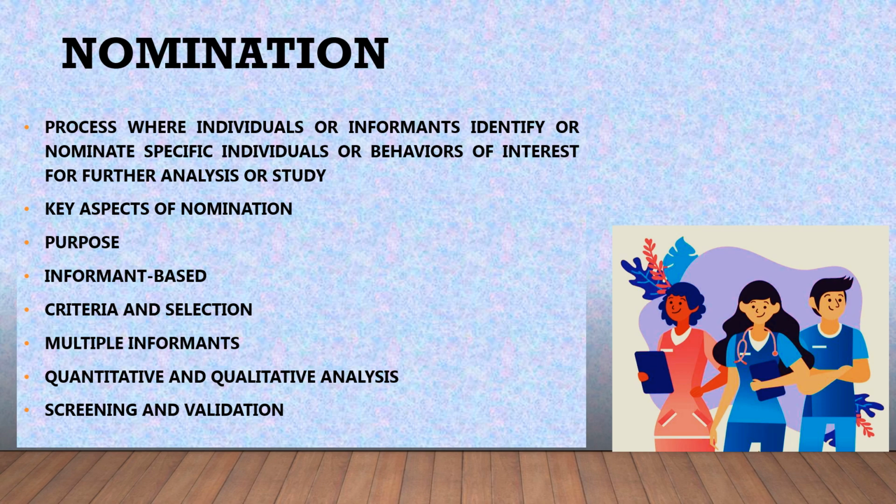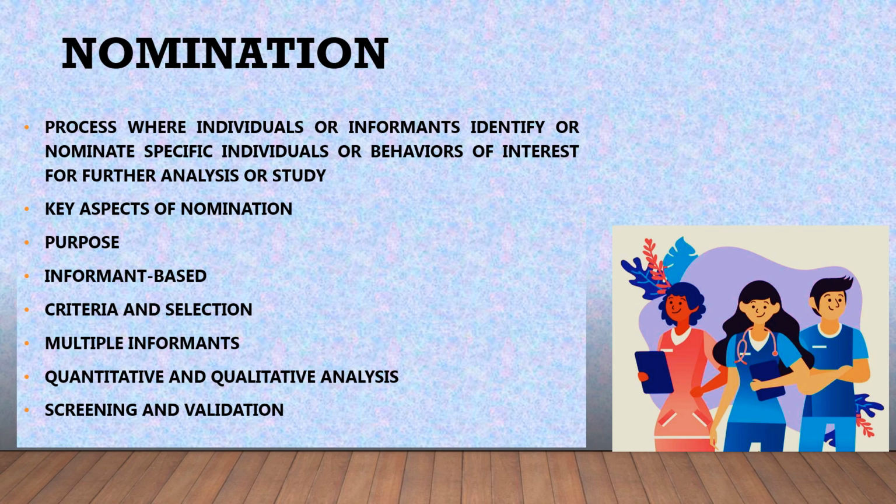Informant based. Nomination often involves gathering nominations from informants who have direct knowledge or familiarity with the individuals or behavior being studied. The informants can be parents, teachers, peers, supervisors, or other individuals who have regular interaction or a close relationship with the individuals in question.